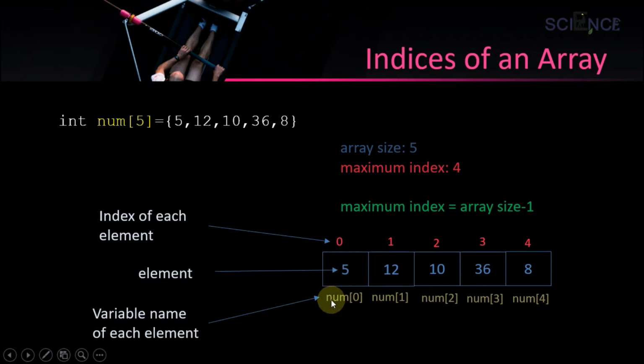I can call this variable num within square brackets 0. If I want to assign any value to this, I need to use this num[0], and I can access 12 by this variable name num[1]. Likewise, I can access each and every element by using the array name and, within square brackets, the particular index, right? So that is how we access elements of an array.